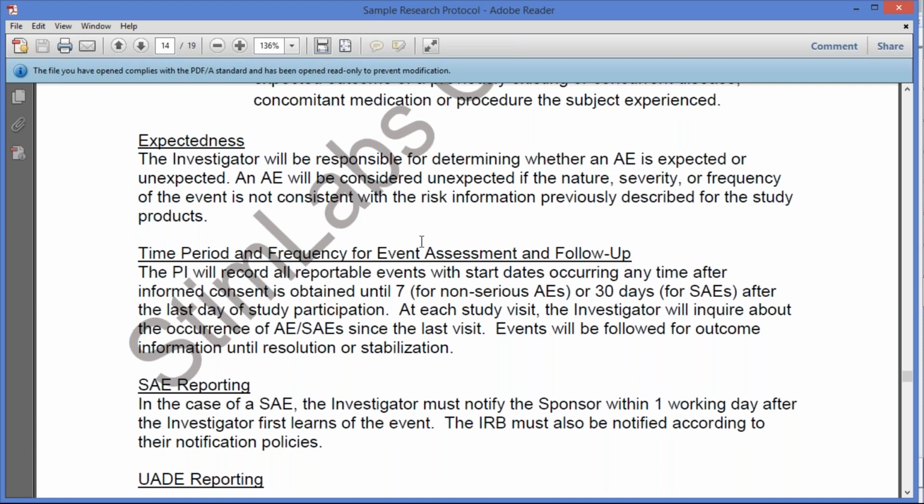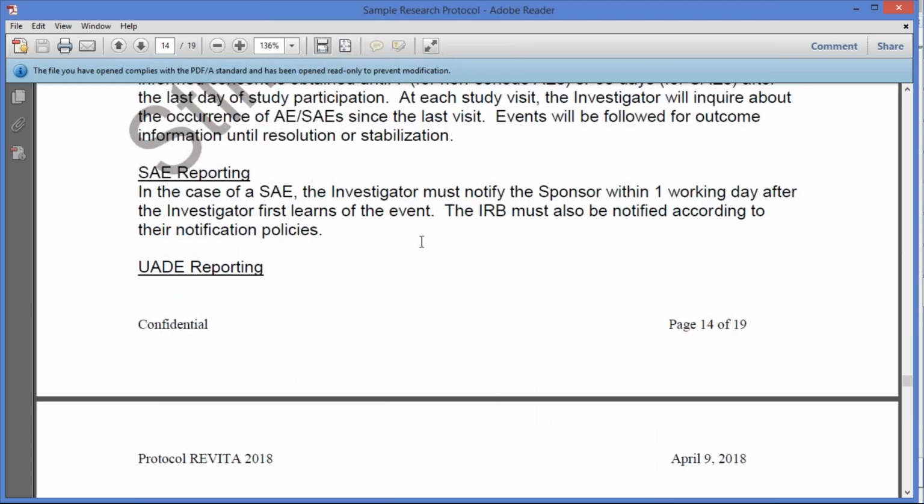What are the time periods? Principal investigator will record all the reportable events with the start dates occurring any time after informed consent is obtained until 7 days or 30 days period after last day of the participation also. So whenever the serious adverse effect occur, investigator must notify the sponsor within 1 working day.